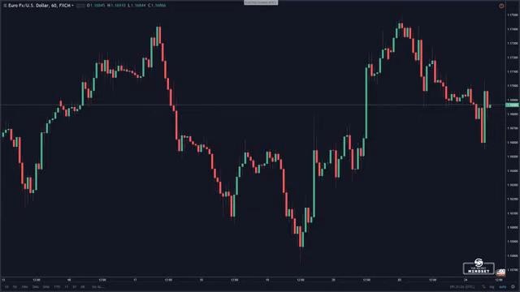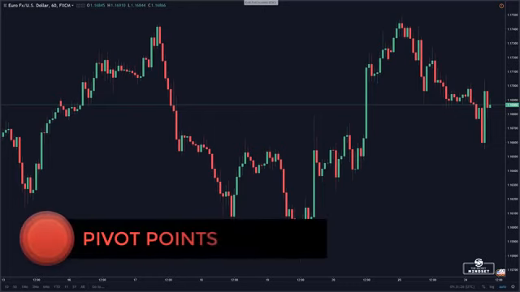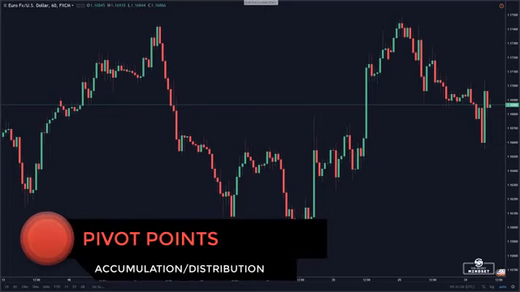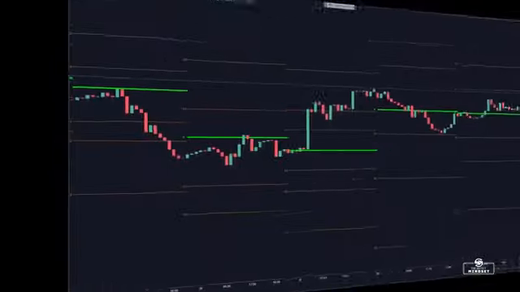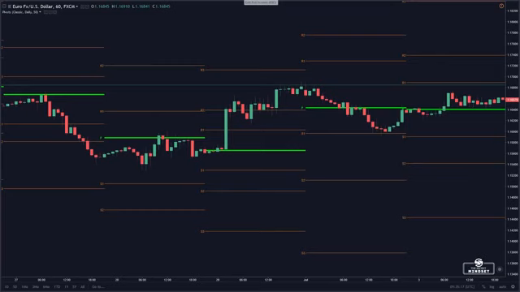The core of this strategy relies on a leading indicator, pivot points, and the accumulation and distribution line, an underrated volume-based indicator not used by many traders. Let's dive right into the strategy and see how it works. Here's the first rule of this strategy.